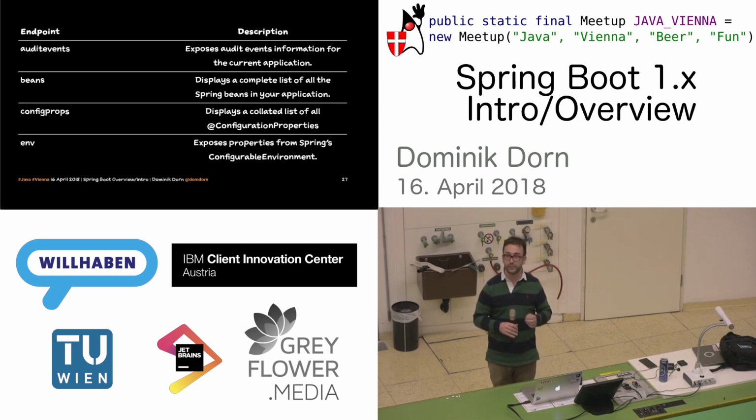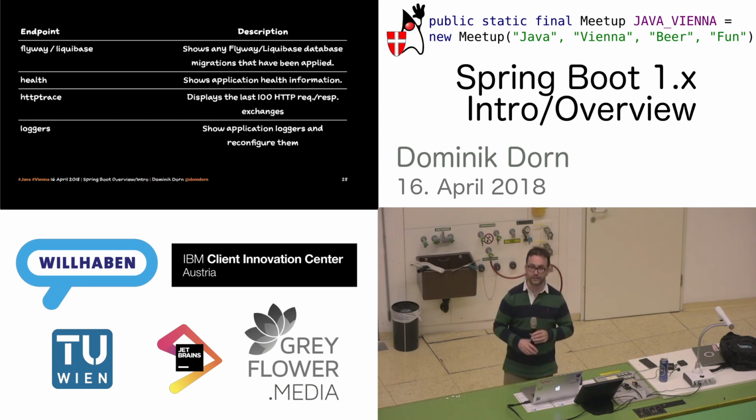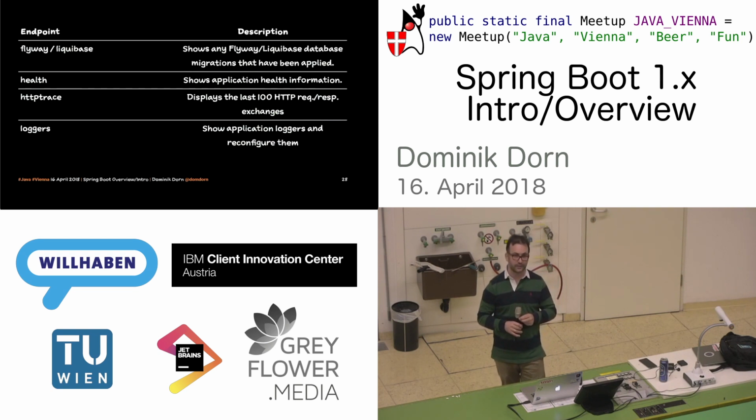You can use the endpoint beans to get a list of all the beans that are registered in your application. You can use the config props thing to see, okay, how is my application running at the moment? What are the effective configuration values there? Of course, you can also use the endpoint to see which environment variables my application is using. You also have endpoints for Flyway and Liquibase, where you can see which migrations got applied. That's especially helpful if you're trying to figure out why the application suddenly stopped working, because you deployed something new. There's a health endpoint that's usually required if you are using Kubernetes or something like that, because the load balancer is always checking the application for health.